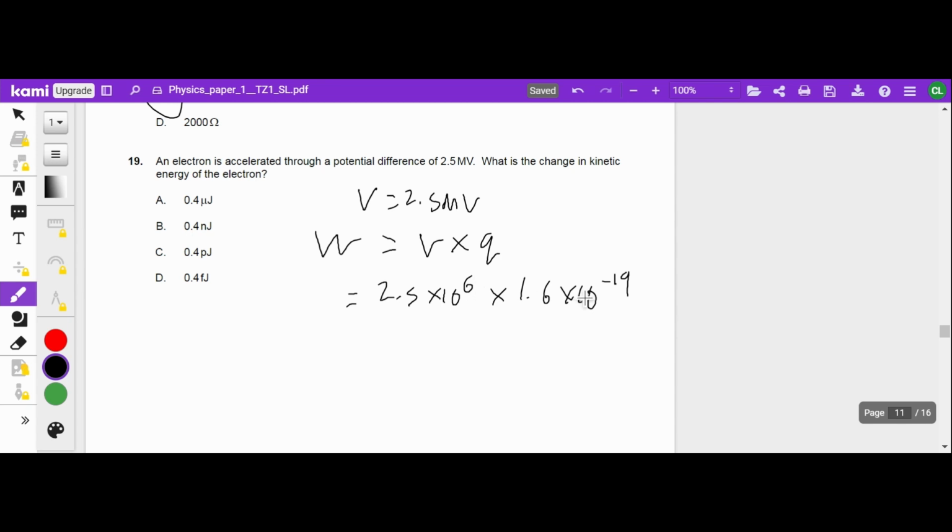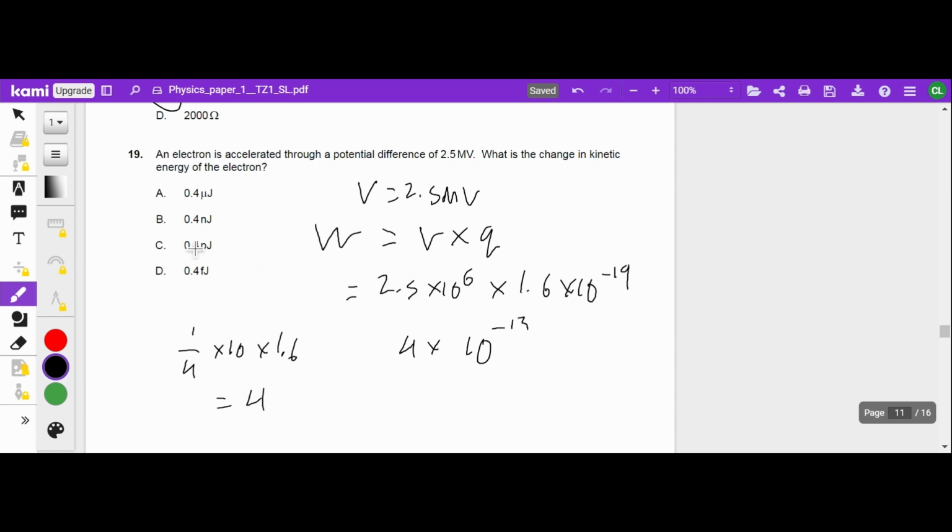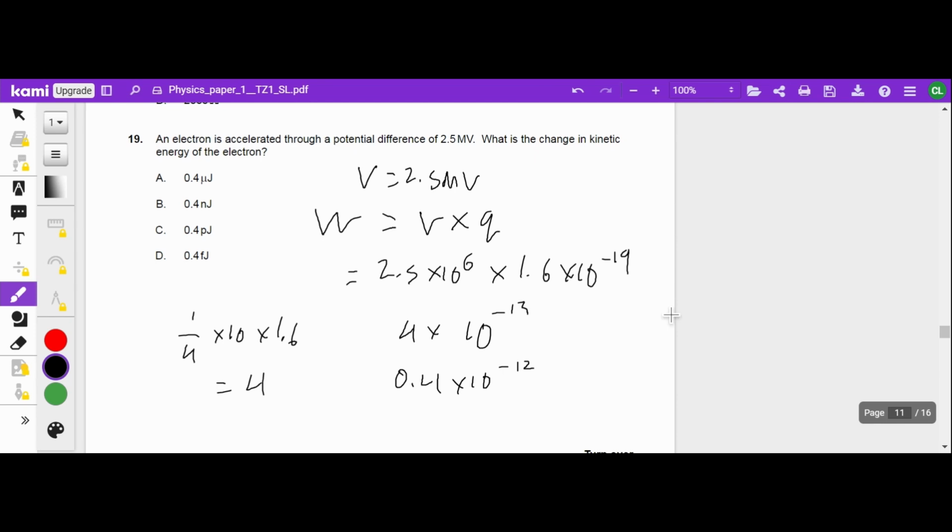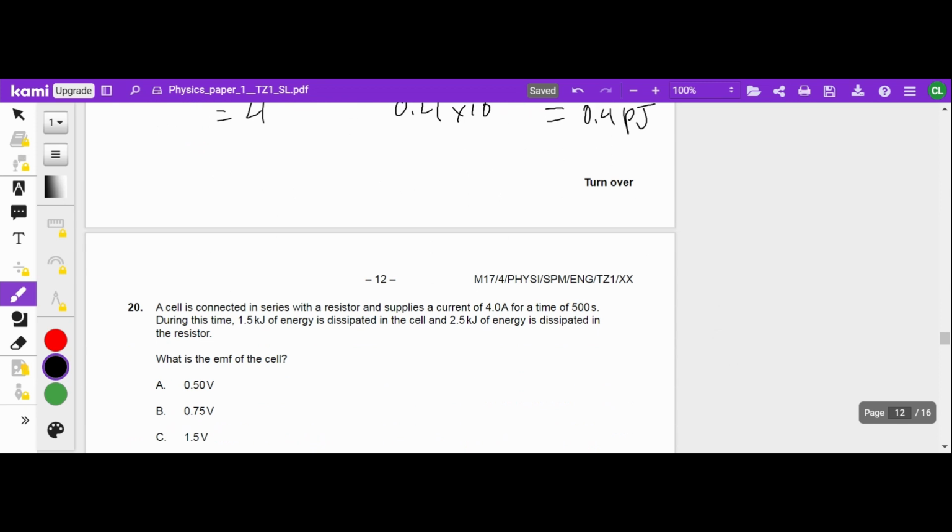So 10 to the power 6 times 10 to the power minus 19, that's 10 to the power of minus 13. And 2.5 times 1.6 is like a quarter times 10 times 1.6. So that's just 4. So 4 times 10 to the minus 13. So if we want it at 0.4, then it'll be 0.4 times 10 to the minus 12, which is C, because it's 0.4 pJ.